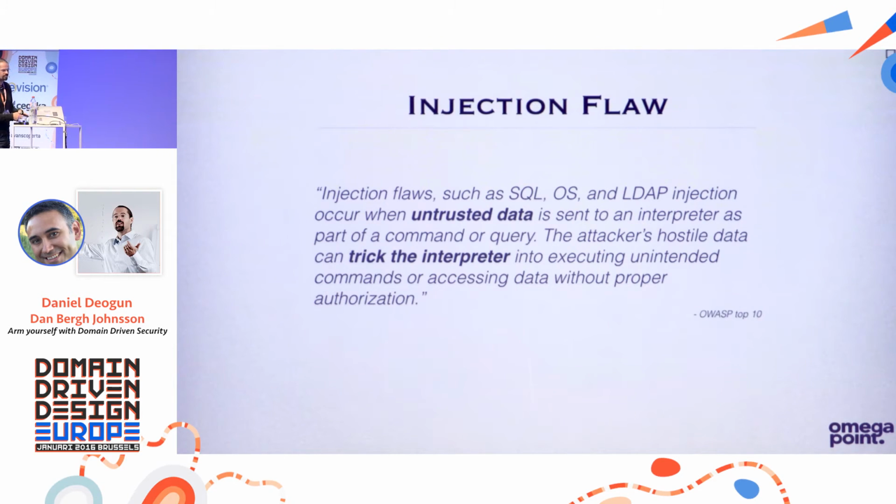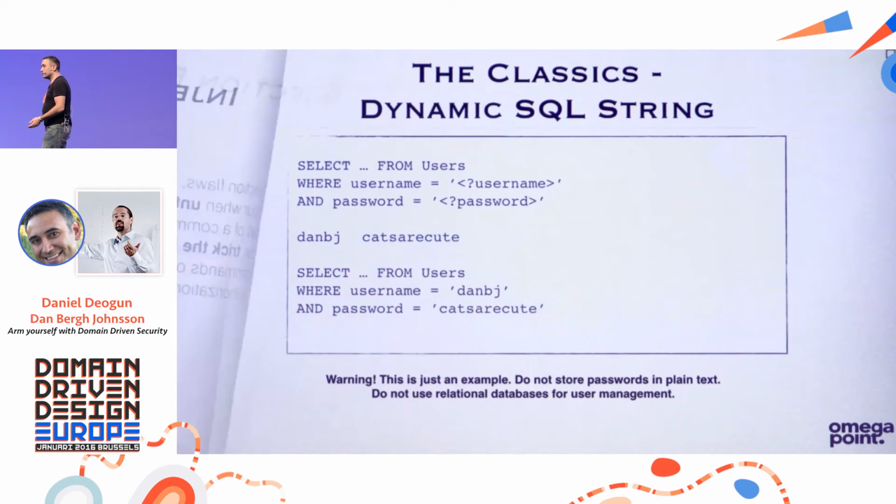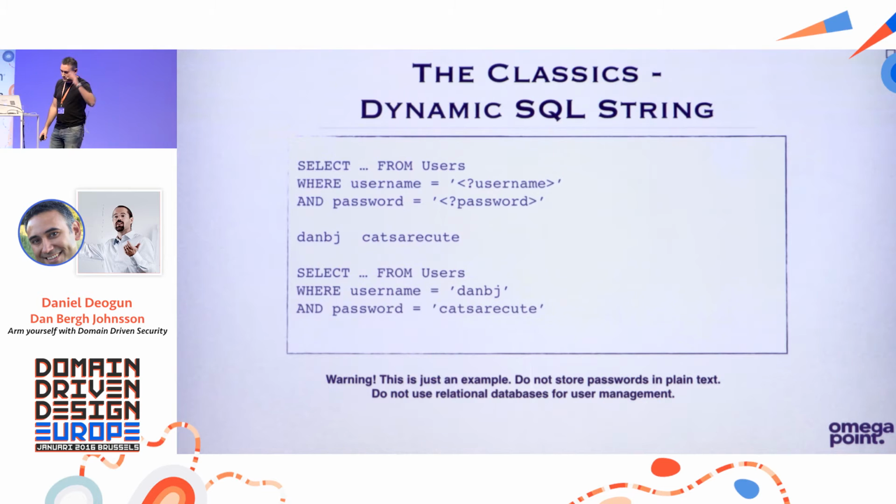Okay. So number one on the OWASP top 10 list is injection flaws. And if you don't read all that text, the quick version is that we are able to somehow send in untrusted data that tricks the interpreter into doing something it's not supposed to do. Right? Perfect. So you guys probably know SQL better than I do. But this is the usual case. Dan is logging into a system. His username is DanBJ. His password is obviously cats are cute. Well, that's good. And the query gets run.